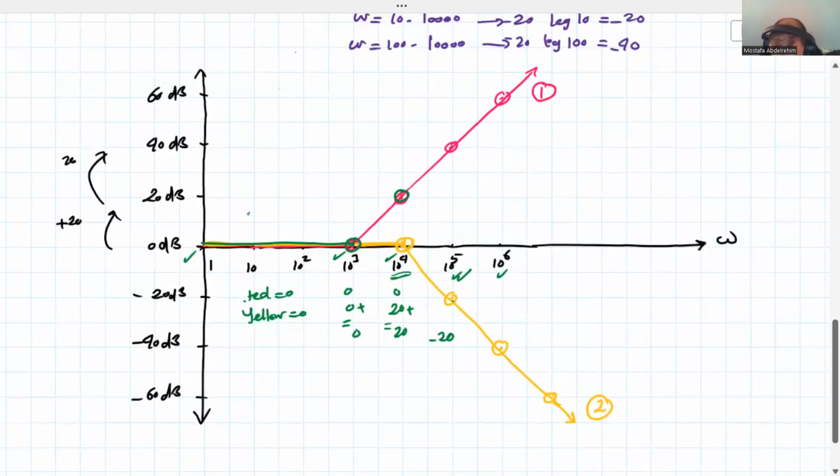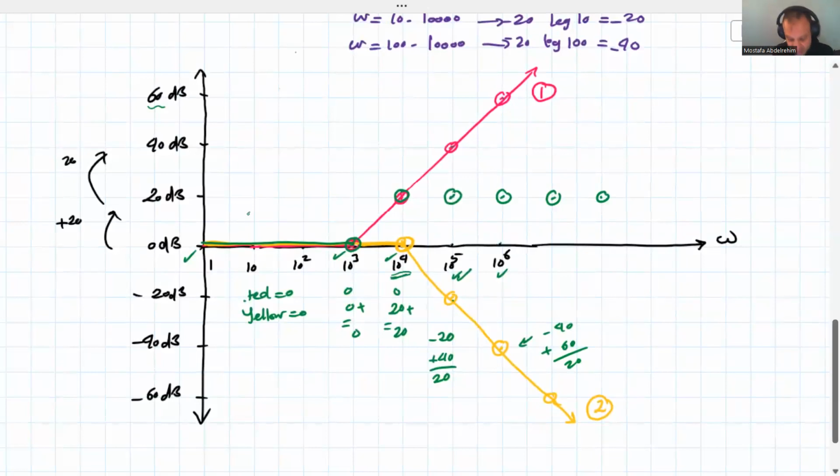At 10 to the power of 5, the yellow is minus 20. The red is 40. That's total 40. At 10 to the power of 6, the yellow is minus 40. The red is 60. So the total is 20 again. And you're gonna continue with 20s.